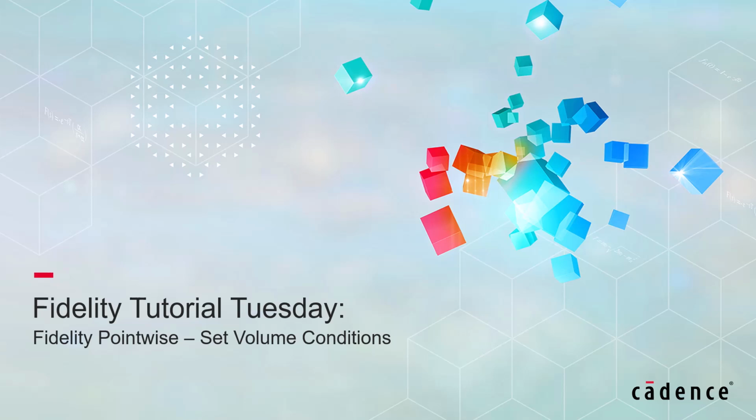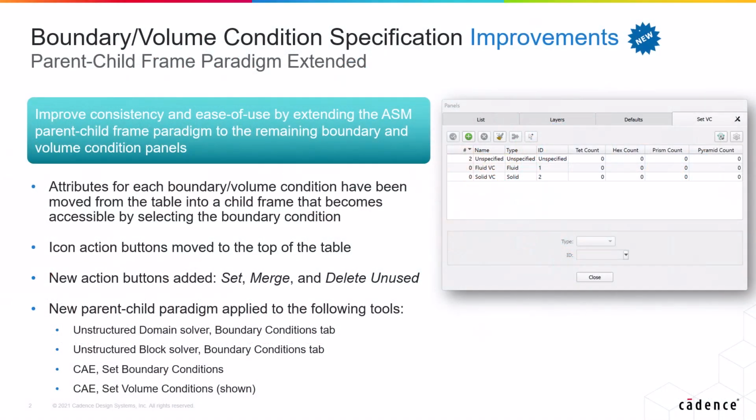Today, let's take a look at how we can easily set volume conditions in Fidelity Pointwise using the new and improved user interface. Starting from Fidelity Pointwise version 2025.2, boundary and volume conditions now use a consistent parent-child frame layout. So attributes are in the dedicated frame, and action buttons like set, merge, and delete are now grouped at the top. And this streamlined design is applied across all boundary and volume condition tools.